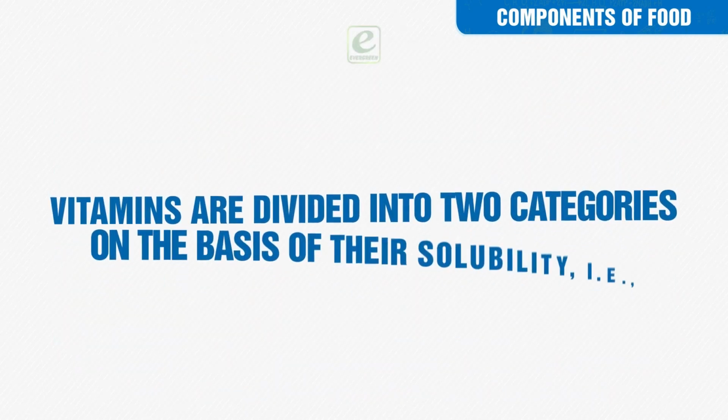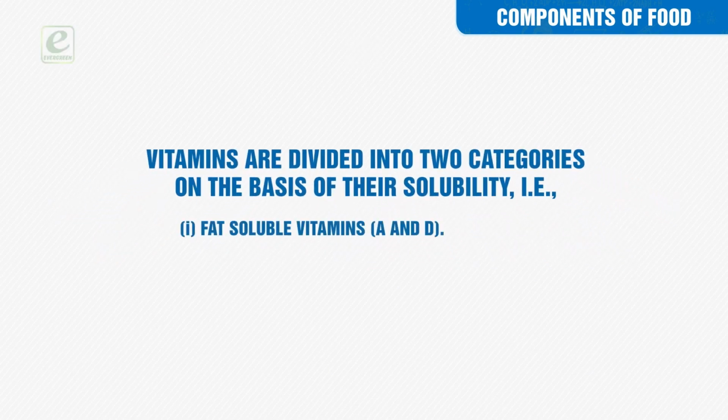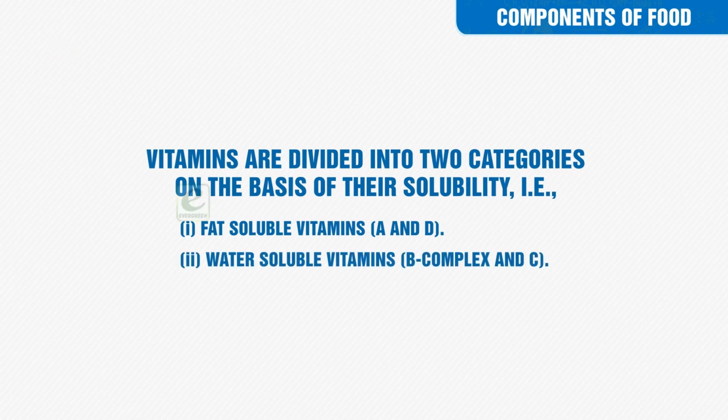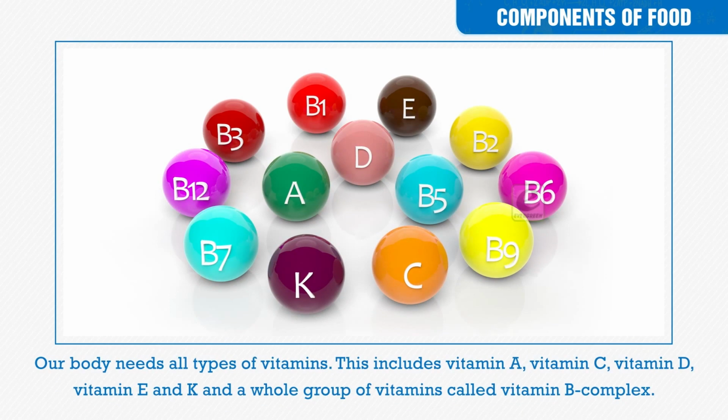Vitamins are divided into two categories on the basis of their solubility, that is, fat-soluble vitamins A and D, water-soluble vitamins B-complex and C. Our body needs all types of vitamins. This includes vitamin A, vitamin C, vitamin D, vitamin E and K, and a whole group of vitamins called vitamin B-complex.